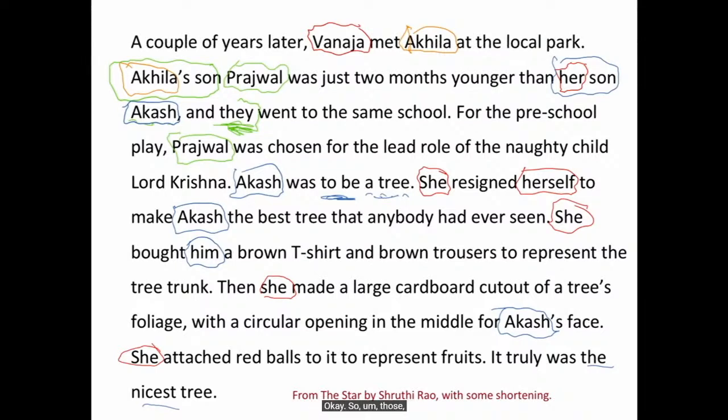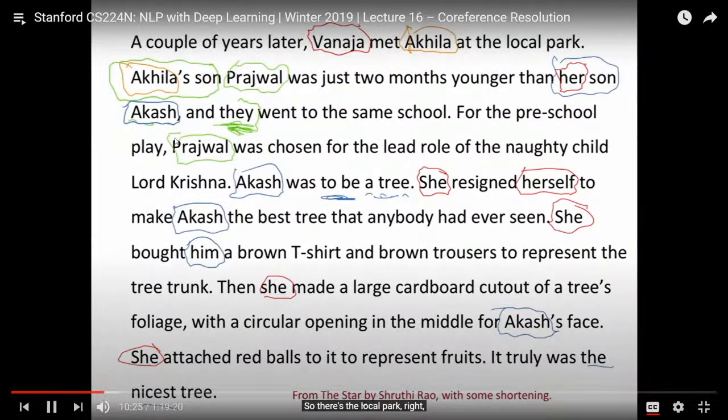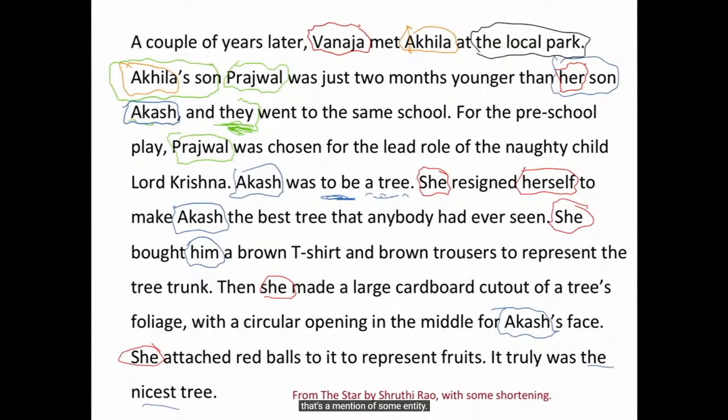Okay, so those are a fair number of entities. There are obviously lots of other things that are mentioned. So there's the local park, that's a mention of some entity. There's the school here, and so the school is coreferent with the preschool right here, right?